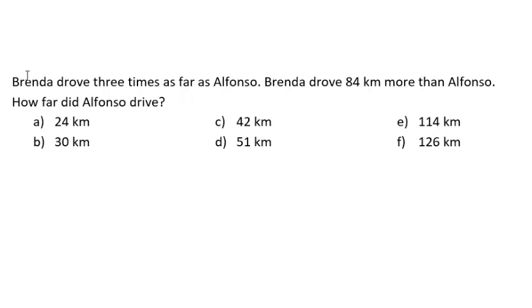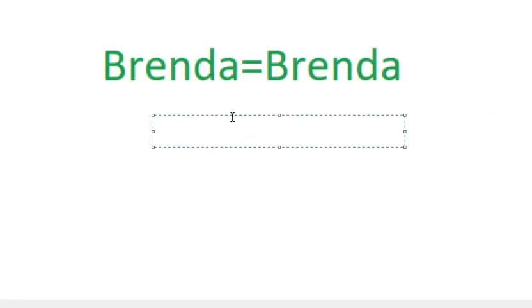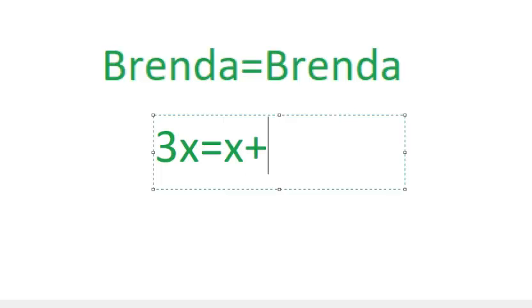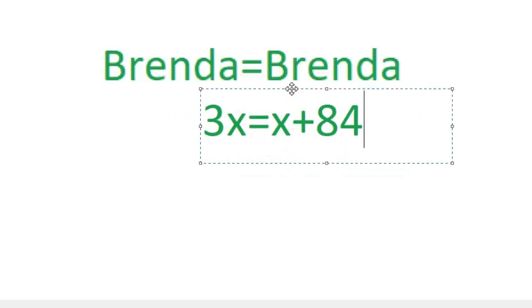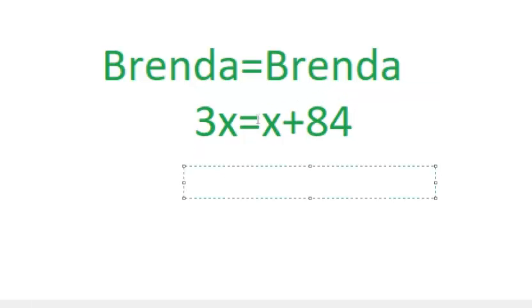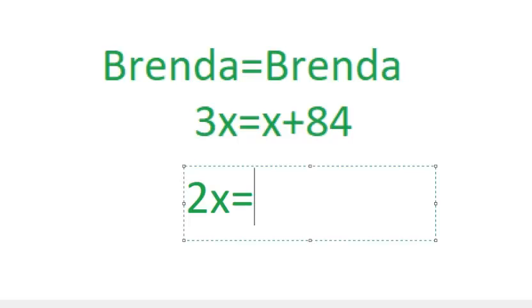So all I need to know is which information was one and which was the other. Like I said, in here Brenda drove 3 times as far as Alfonso, so it will be 3X because Alfonso is X for me. And the other piece of information is that Brenda is X plus 84. So I know that in this case 3X is going to be equal to X plus 84. Now I can pass this X to subtract. You don't need to copy it if you can do it mentally, 3X minus the X will be 2X, equals 84.